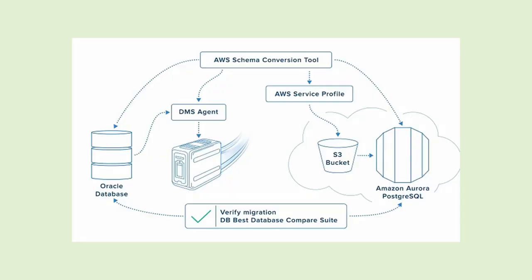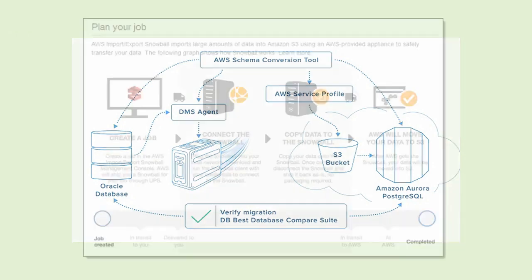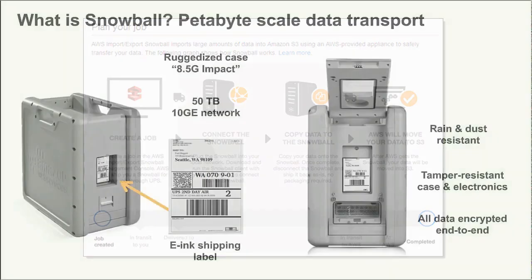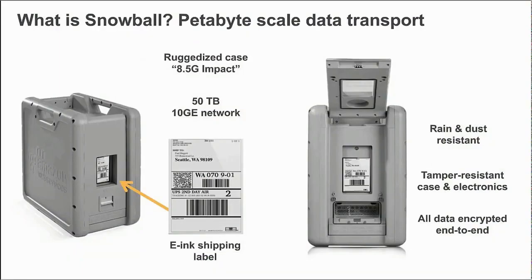You could also integrate with the Oracle database or different things. You have the DMS client, you have the Aurora. All these could be migrated to and from each other. You have to plan your job, and that's the way. It's very simple. And these are the tags, the e-ink shipping label that gets attached to it. It is rain and dust resistant. It has a tamper-resistant case for electronics, and all data is encrypted end to end.